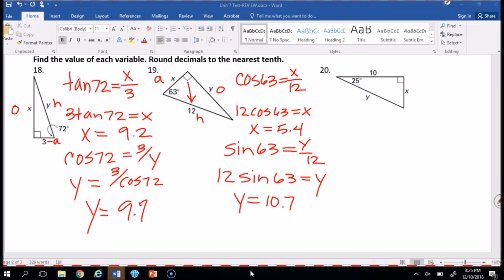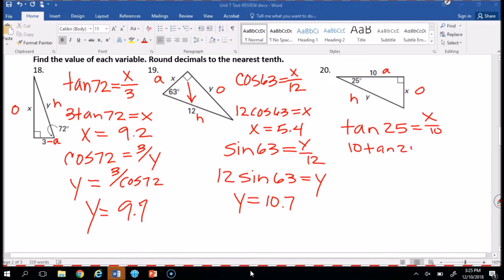So number 20. Again, let's look at what ratios we have here. So this is our hypotenuse, the 25, and the x, that's our opposite, and this would be our adjacent. So when we look at this problem, if we solve for x, we have our opposite and our adjacent, and that is our tan ratio. So tan of 25 equals opposite over adjacent. So that would be x over 10. Again, we're going to multiply both sides. So 10 times the tan of 25 equals x. So x here is equal to 4.7.